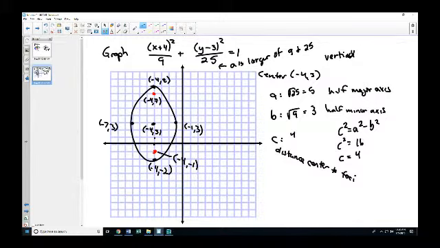Okay, that's graphing an ellipse. Now, if I gave you an ellipse, could you generate the equation? I'll draw one up here. Are you okay with that?